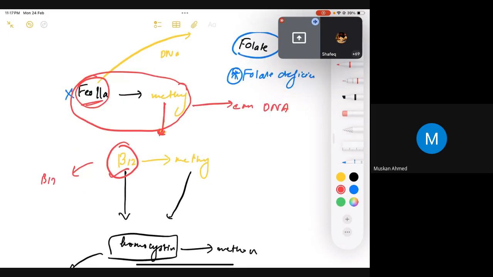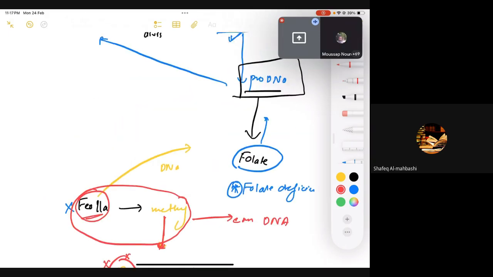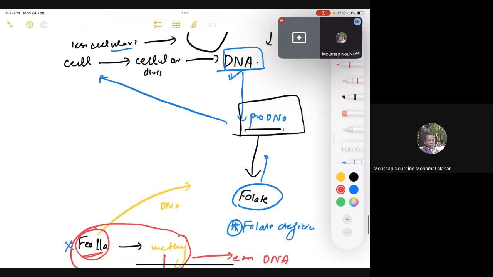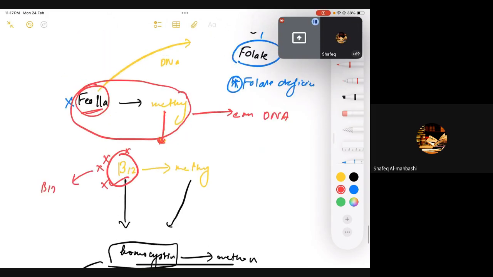Is that clear? If I do not have B12, again, folate would not participate in DNA synthesis. Is that clear? Again, you're going to have less cellular division and macrocytic anemia. Can I say that? All right. Okay, that's so perfect. So the other cause is going to be B12 deficiency.